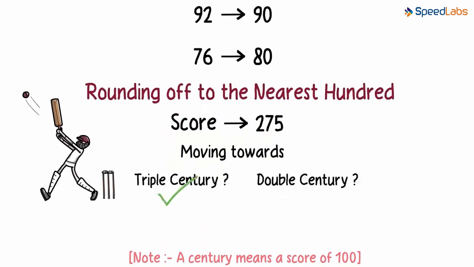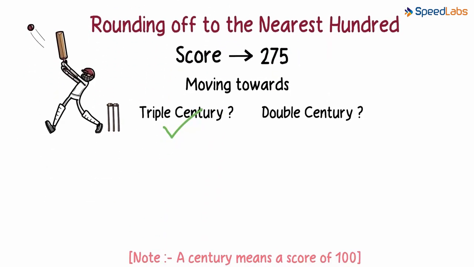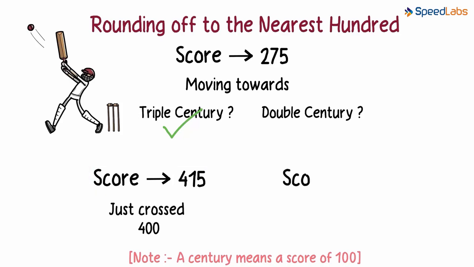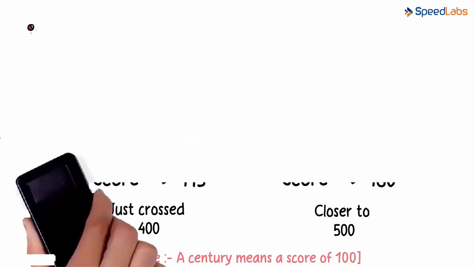Applying the same logic, let us consider number 415 as your score in a game. Here, it would be appropriate to say that you've just crossed the score of 400 points, and once your score crosses 450 points, you will be close to your next high score of 500 points. Let us understand what rounding off to the nearest 100 means.